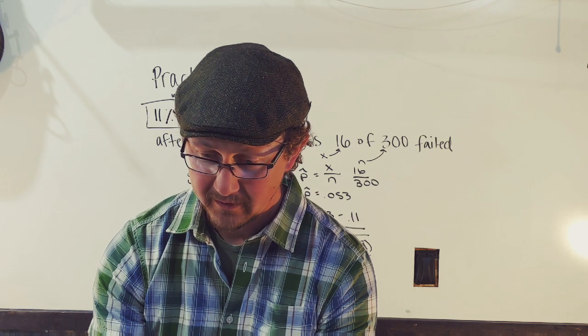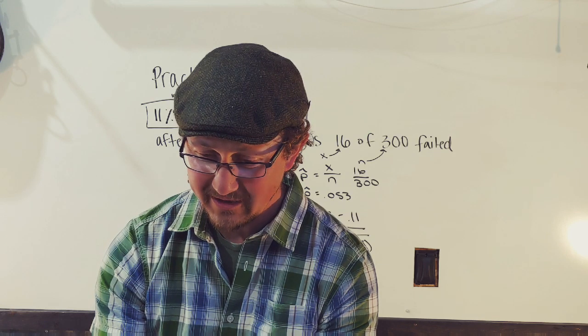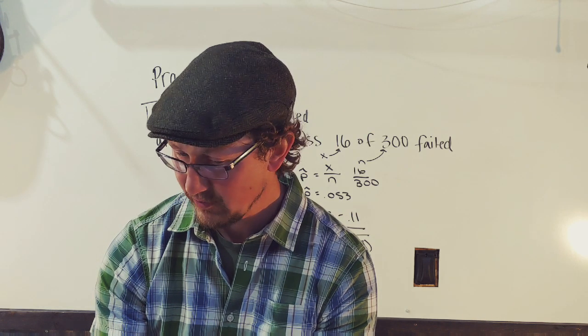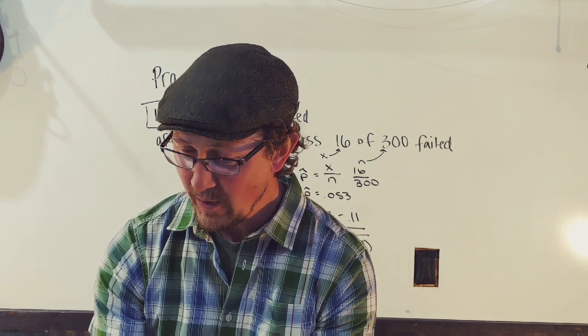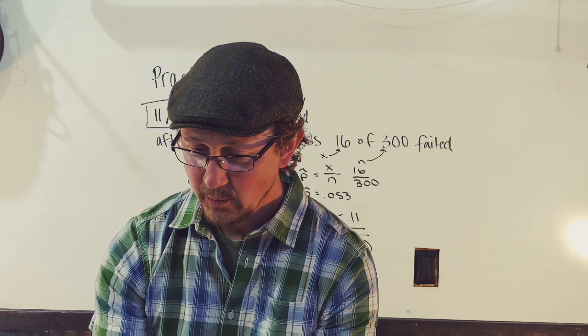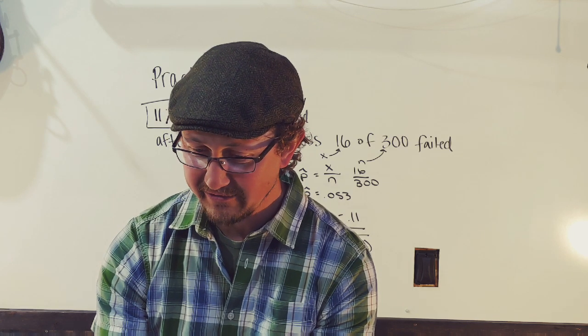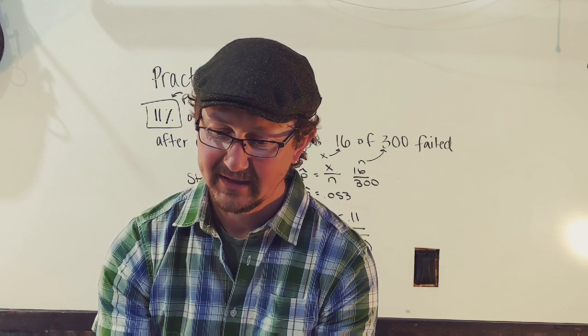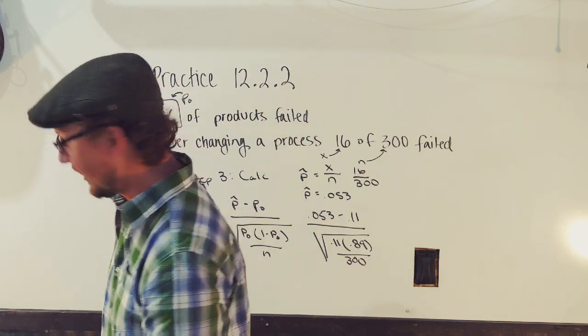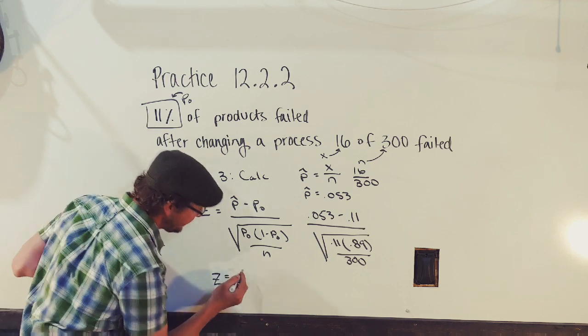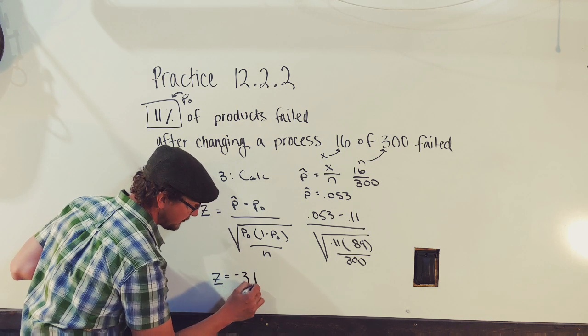And there we go. We see that the z-score is negative 3.14, which is way, way, way far away from the mean. We see the p-value is 8.5, which makes me pump the brakes a little bit, and we'll talk about that. So z is negative 3.14.